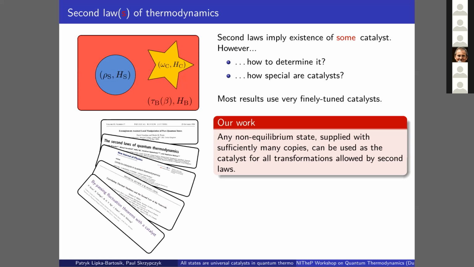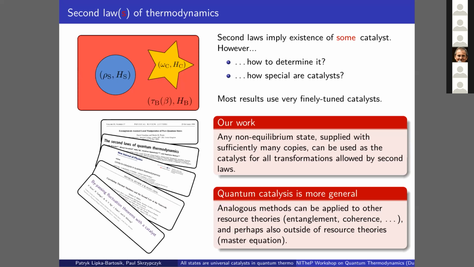And at this point, I also want to emphasize that the problem of catalysis can be tackled irrespectively of the second law. So it's in fact a more general problem and can be studied independently of the specific theoretical framework. And in this spirit, the methods which we use here can be readily applied to other resource theories, like the resource theory of entanglement or coherence. And furthermore, most of the arguments I'm going to make now do not rely on the resource theoretic formulation, and this gives at least hope that this universality phenomenon can be even more general.